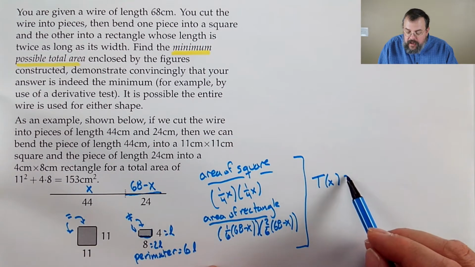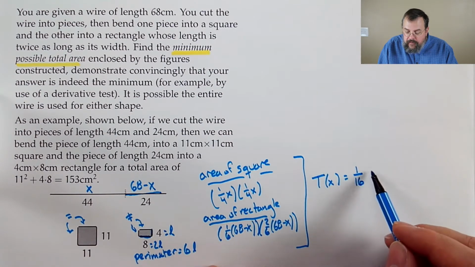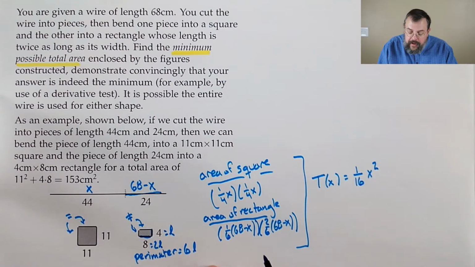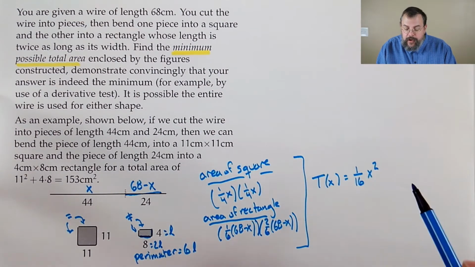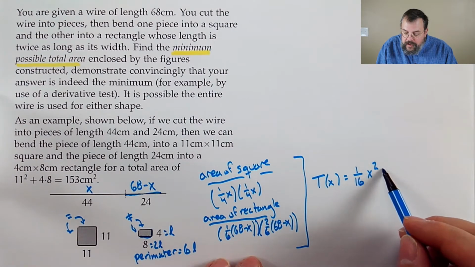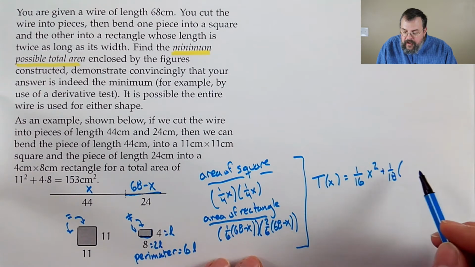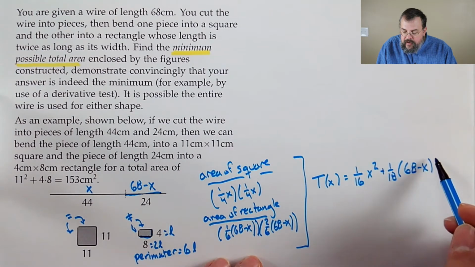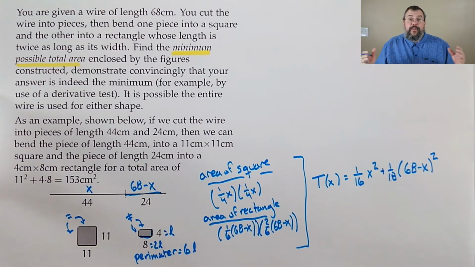1/4 x times 1/4 x would be 1/16 x squared. And now, here, it's 1/6 times 2/6, but hey, 2/6 is really just 1/3. So that'd be 1/6 times 1/3, which would be 1/18 (68 minus x) squared. Now, do we need to expand? I don't think so, because we'd probably get lost in the weeds trying to multiply 68 times 68. And in essence, we don't need to, because we're not after what's happening with the function. The real question is what's happening with the derivative.